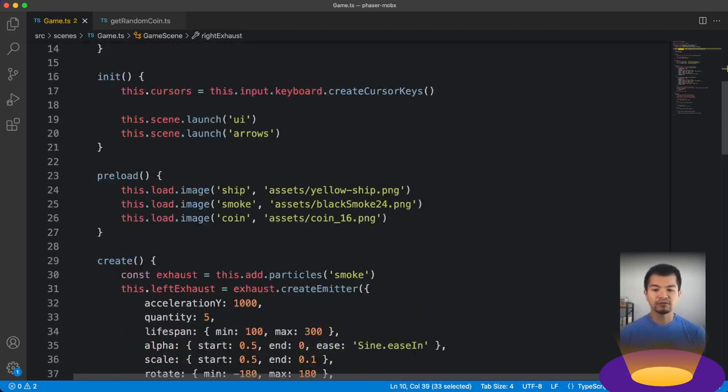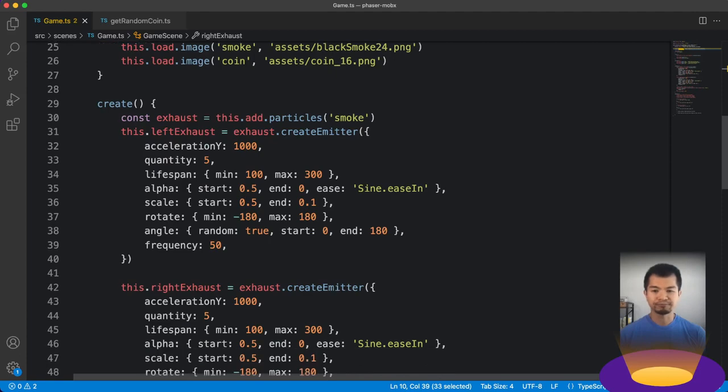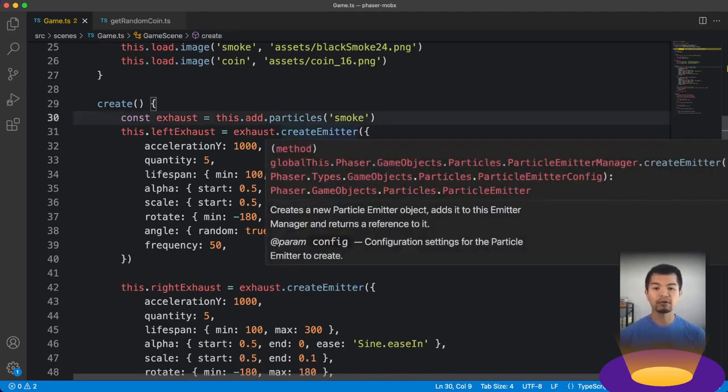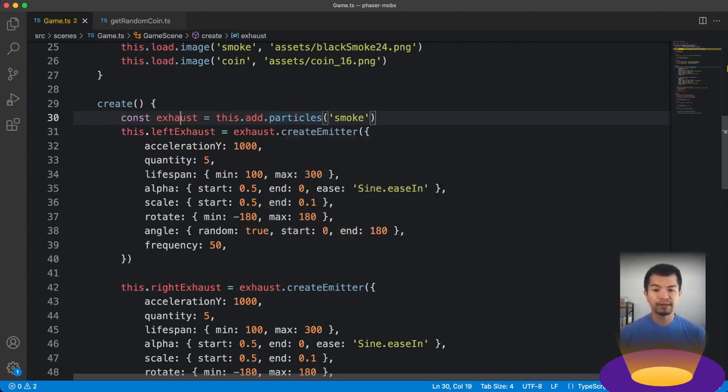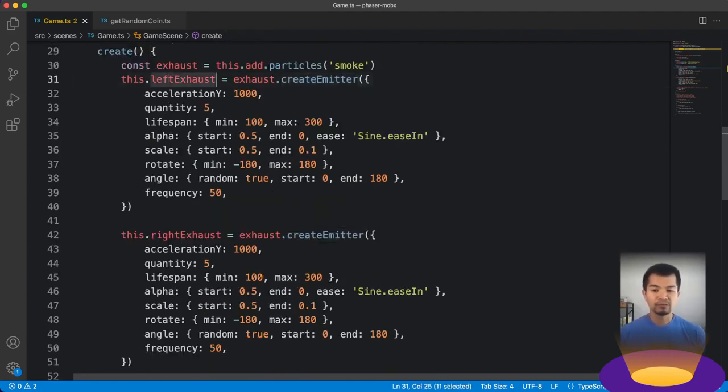Now let's come down. These are just general loading. So here, we're making our particle emitter manager. This .add.particles creates a particle emitter manager. And then from that emitter manager, we're going to create two emitters, the left one and the right one.